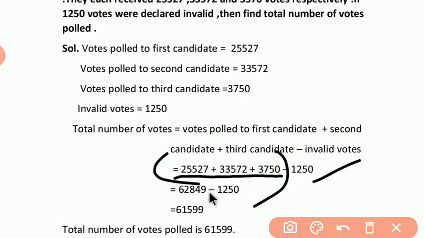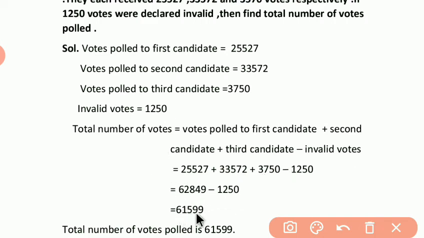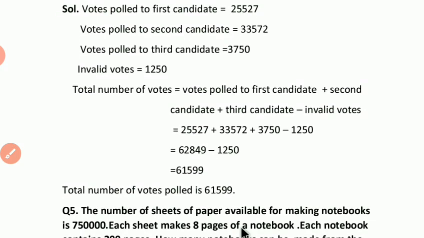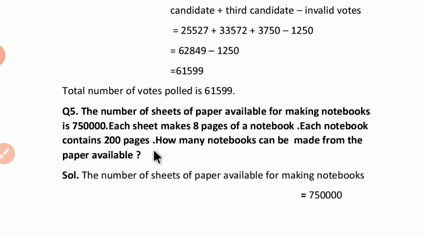It will come as 62,849 minus 1,250. So the answer is 61,599. Means this is the total number of votes polled to the three candidates after removing invalid votes. So the total number of votes polled is 61,599. Now let's see the last question.